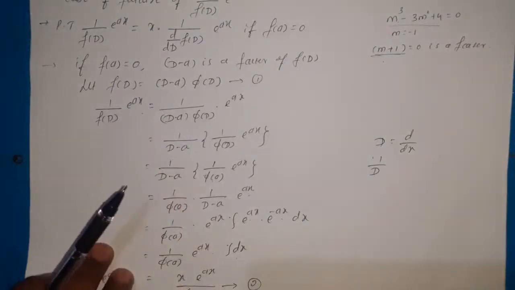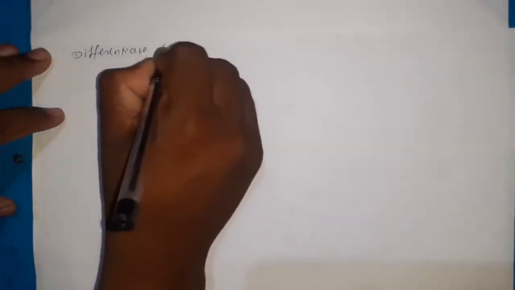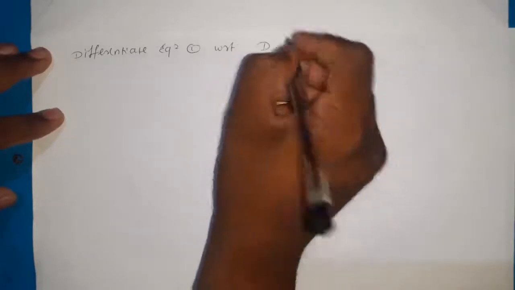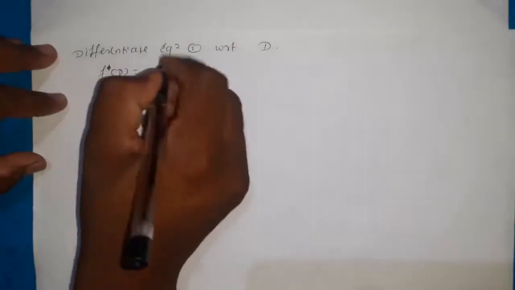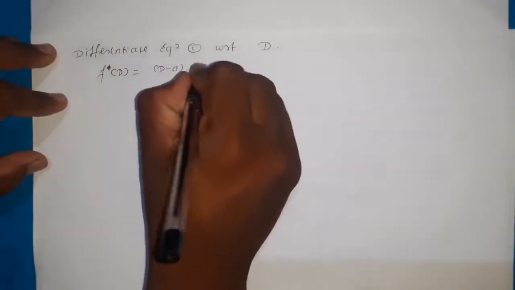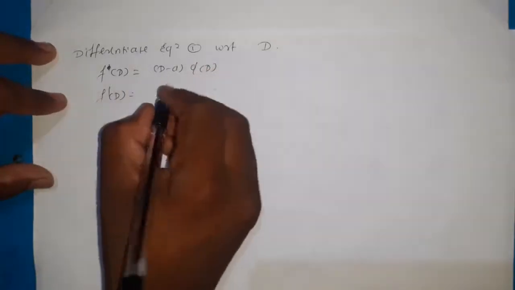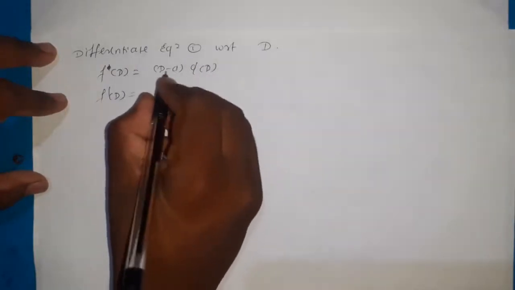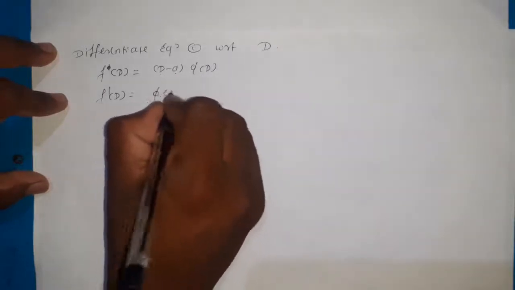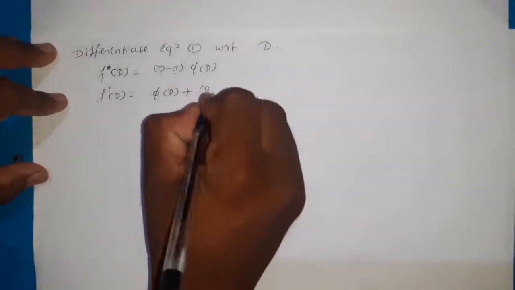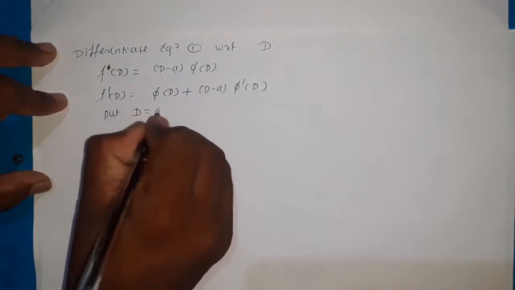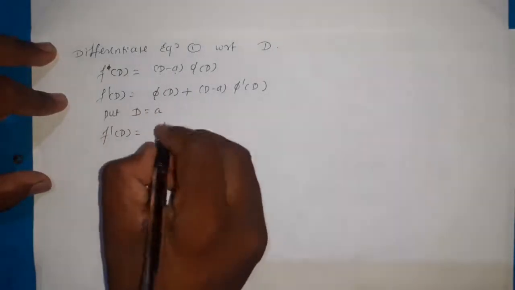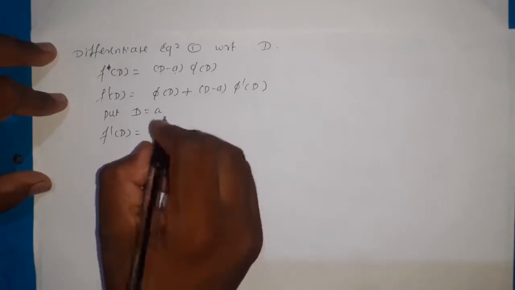This is equation 1. Now we are differentiating the first equation. So now differentiate equation 1 with respect to D, then that becomes f dash of D. First write f of D. So f of D is equal to D minus a into phi of D, and f dash of D is equal to, the differential of D minus a with respect to D is 1, so therefore phi of D plus D minus a as it is, the differential of phi of D is phi dash of D, and put D equal to a, then f dash of a becomes phi of a.